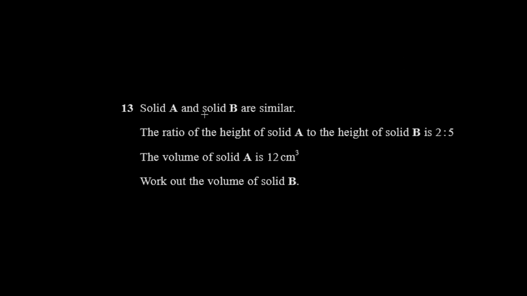Question 13, we've got two solids, A and B, and we're told that they're similar. The ratio of the height of solid A to the height of solid B is 2 to 5. And then we're told that the volume of solid A is 12 cubic centimetres, and we're asked to work out the volume of solid B.